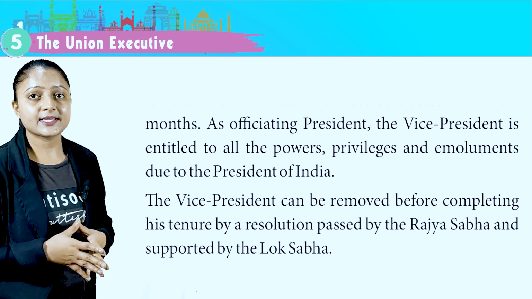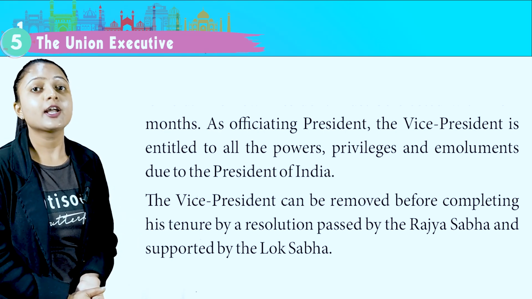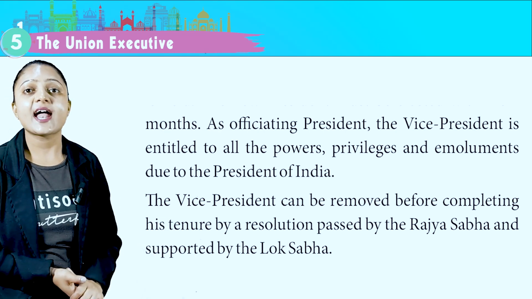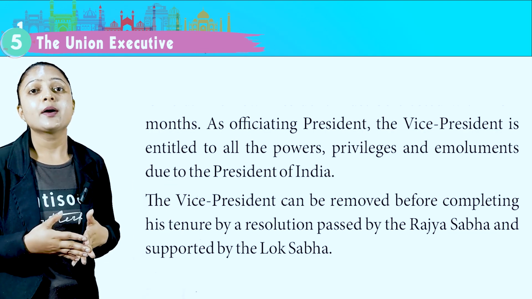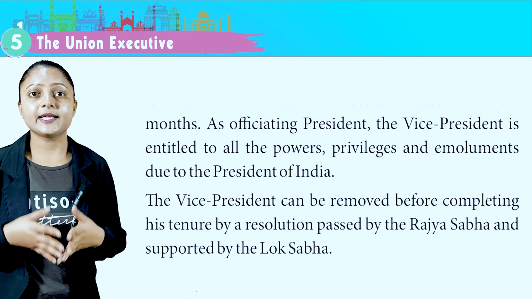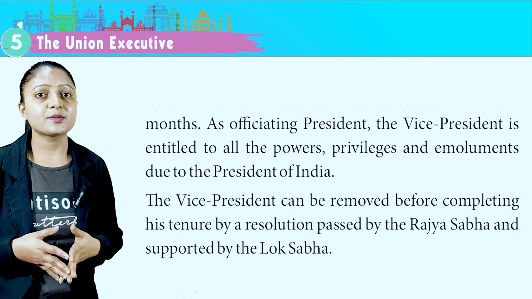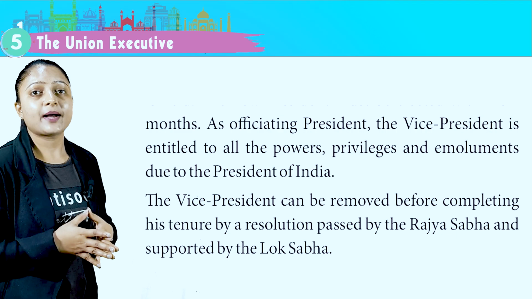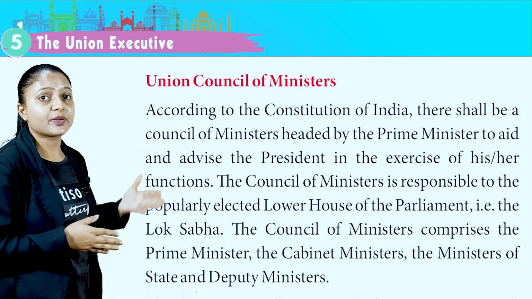The new President must be elected within 6 months. As officiating President, the Vice President is entitled to all the powers, privileges and emoluments due to the President of India. The Vice President can be removed before completing his tenure by a resolution passed by the Rajya Sabha and supported by the Lok Sabha.